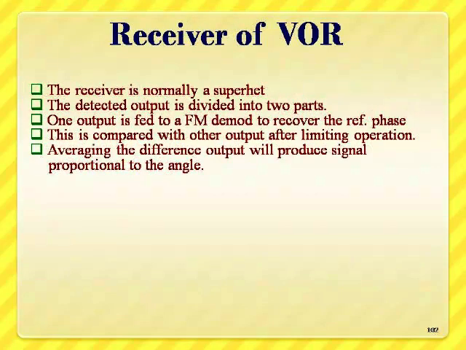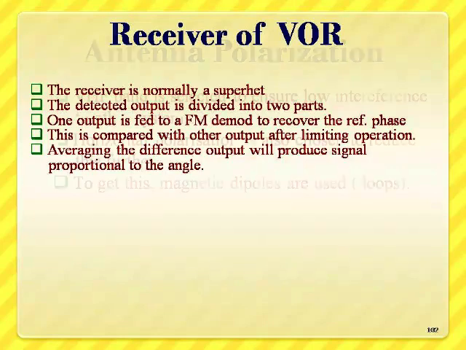What about the receiver? The receiver is normally a superhet receiver. The detected output is divided into two parts. One output is fed to a FM demodulator to recover the reference phase. This is compared with other output after limiting operation. Averaging the difference output will produce the signal proportional to the angle.